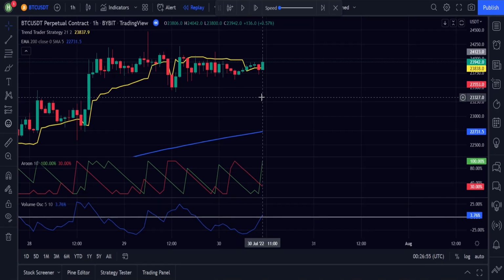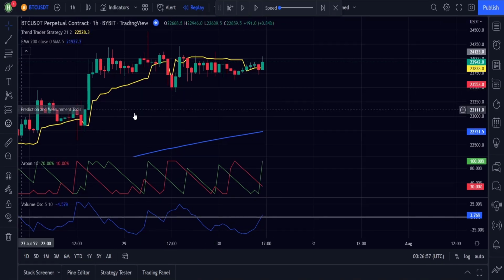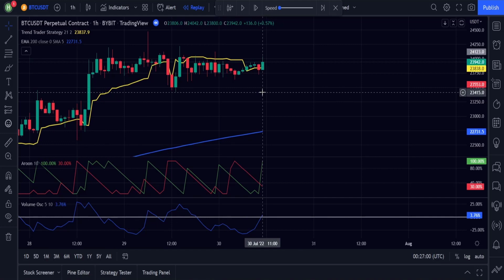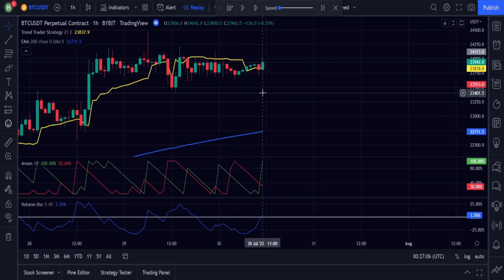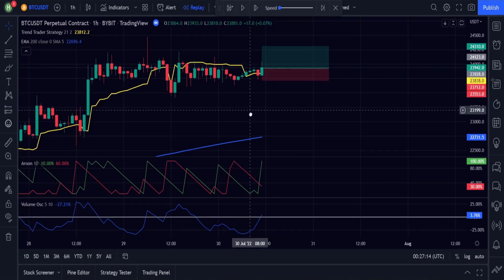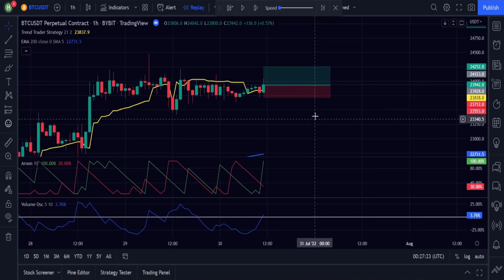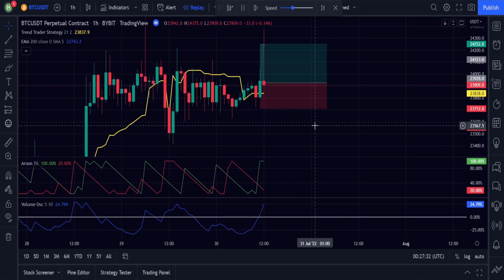So we'll get our last confirmation from the volume oscillator to show us a sign of sufficient volume in the market. And as you can see, this blue line is above 0, so we'll enter this buy trade and keep our stop loss at the recent swing low, keeping the risk to reward ratio 1 to 1.5. We'll hit profit right here.